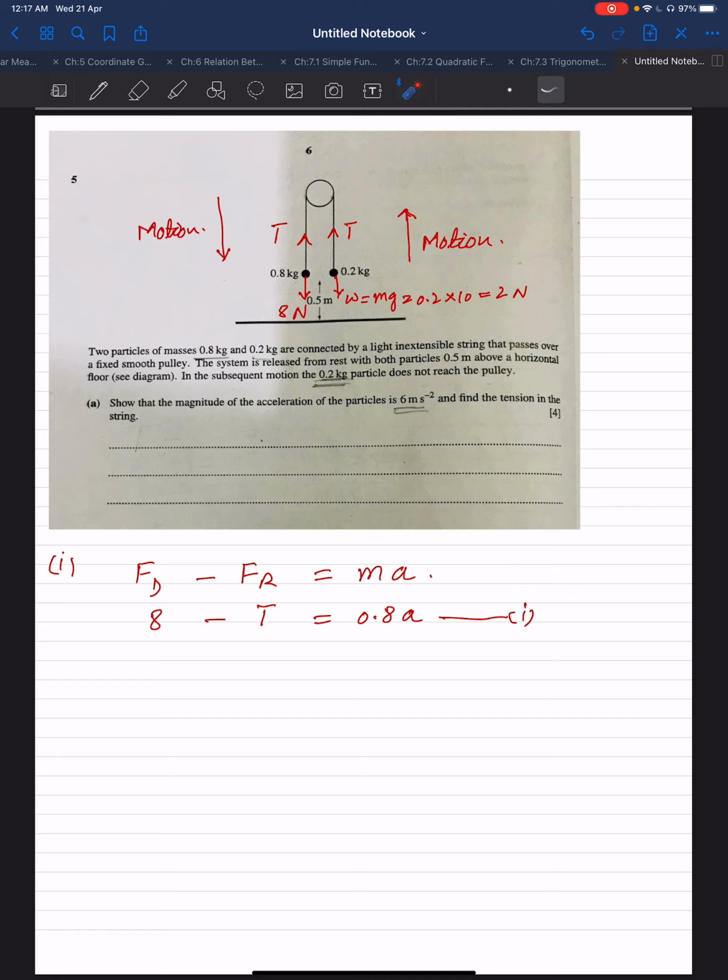For the second system, the direction of motion is upwards, and the tension T is working in the direction of motion, so this is the driving force. The weight is working in the opposite direction of the motion, so this is the resistance force. So for the second system, driving force minus resistance force equals ma. The driving force is the tension in the cable, and the resistance is the weight, which is 2 Newton, is equal to ma. M is 0.2 in this case, and this is your second equation.